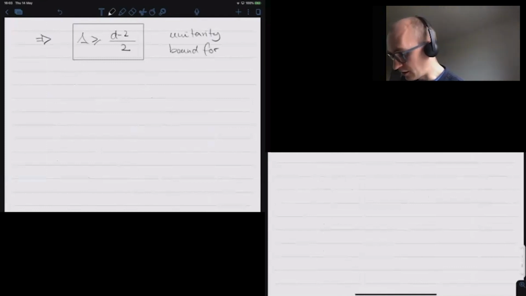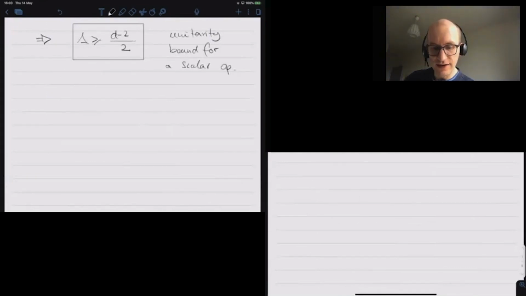For a scalar operator. Okay. And I guess that I have three comments on this. One is that it's the optimal bound. What do I mean by this?